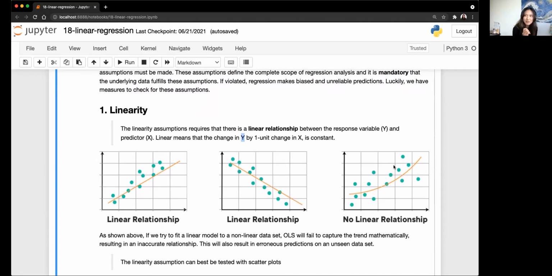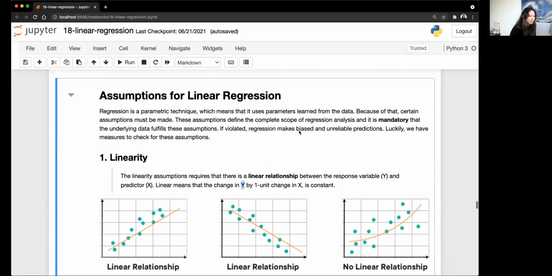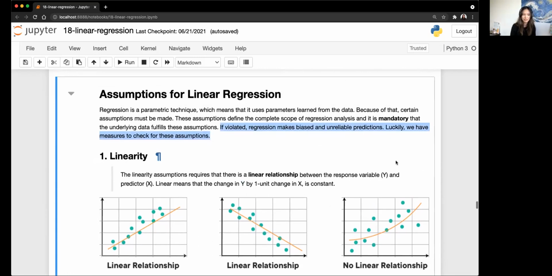Usually the threshold is not very high for this linearity, but you can sort of assume that if your data is linear between your x values and your y values, you will probably get a more reliable model, right? Because it says here that if these assumptions are violated, the regression will make biased and unreliable predictions.